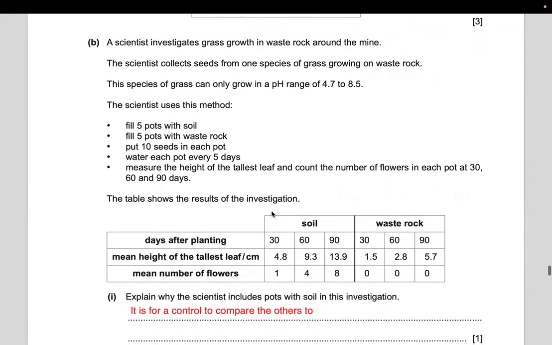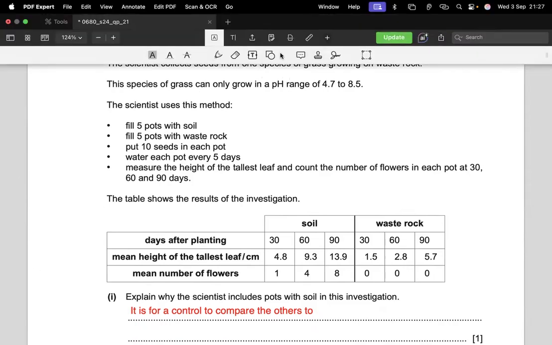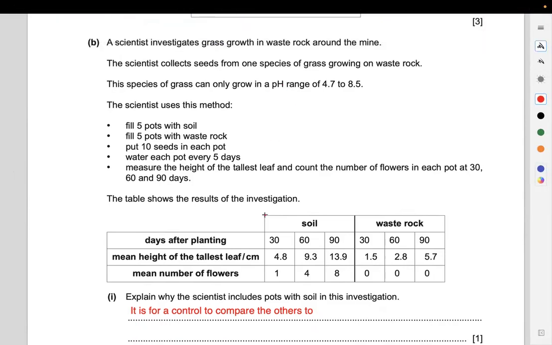Okay. Oh, goodo. An investigation. This is a paper 2 after all. So it's a scientist investigating grass growth in waste rock. I don't know why. The scientist collects seeds from one species of grass. Now, I'm going to admit that when I did this paper, I didn't really read this bit. I just went to the answers because I usually can do it without reading it. But I fell short, and I'll tell you why. Because it collects seeds from one species of grass, can only grow in a pH range of that.